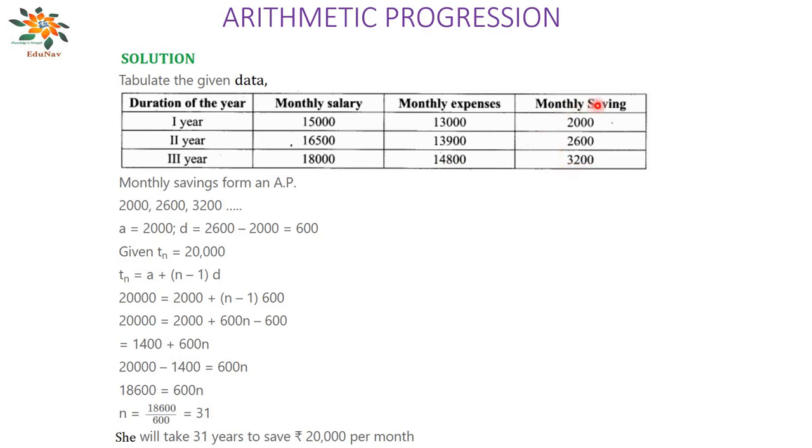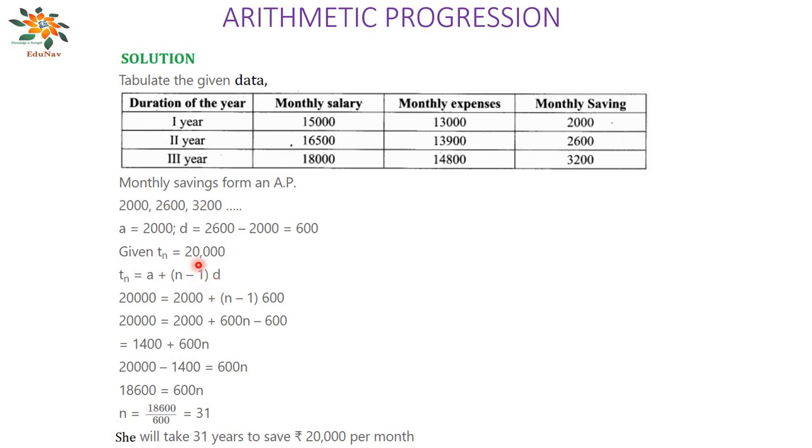Now, look at the monthly savings for the first, second and the third years respectively. We will note that this sequence forms an AP, that is the monthly savings rupees 2,000, rupees 2,600 and rupees 3,200 and so on are forming an AP. So, here A equals 2,000, D equals 2,600 minus 2,000, that will be 600, and the nth term will be taken as 20,000. We know that Tn equals A plus n minus 1 into D.